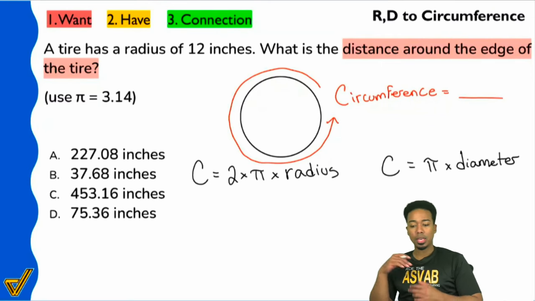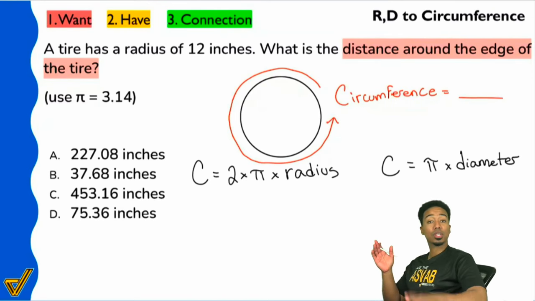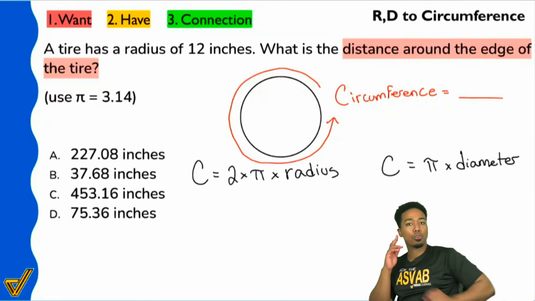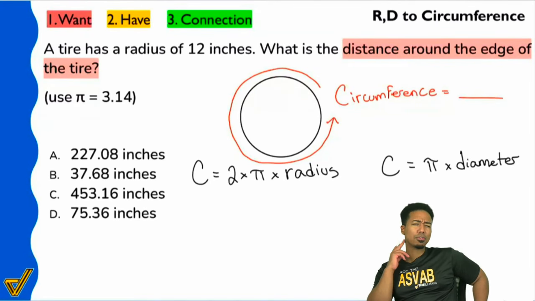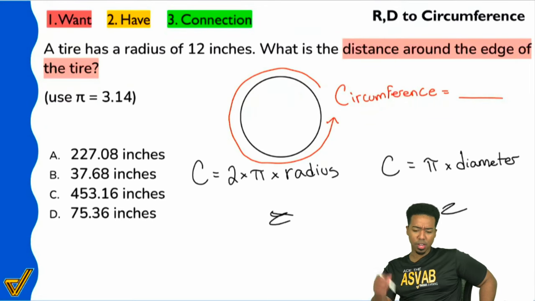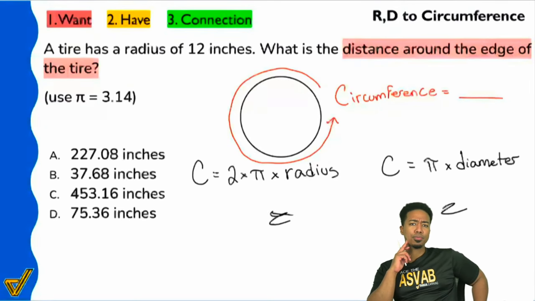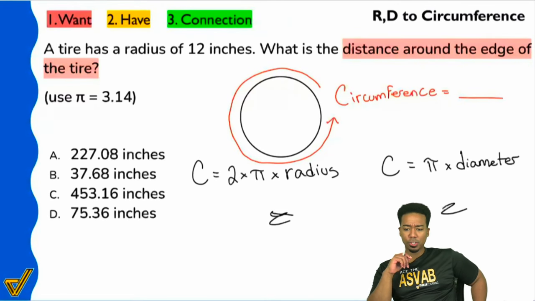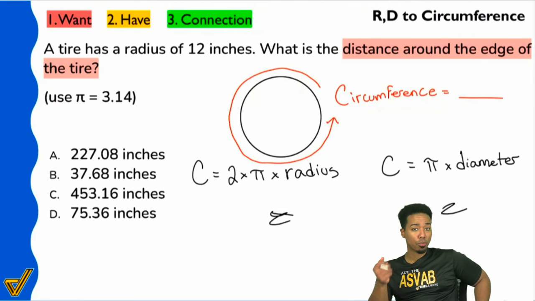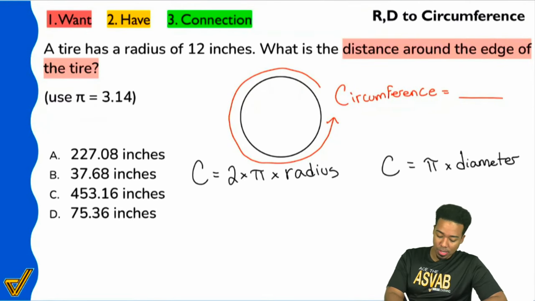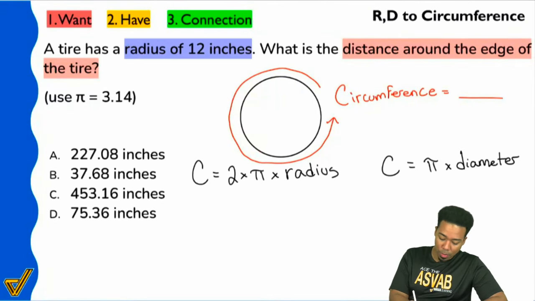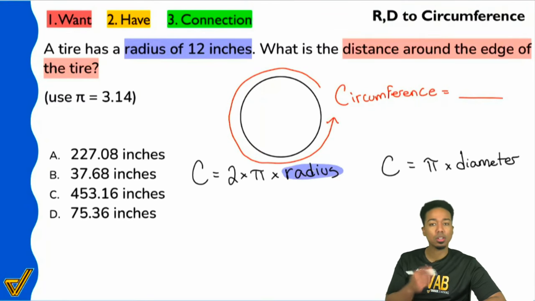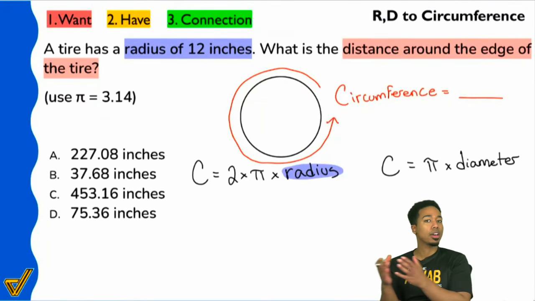My party people, take a quick look at the information that we're given. Which of these formulas is probably better suited for this problem, the first one or the second one? Good participation so far. Yes, the answer is the first formula because they give us the radius. We have a radius of 12 inches. This formula here is the one that uses the radius to find the circumference.